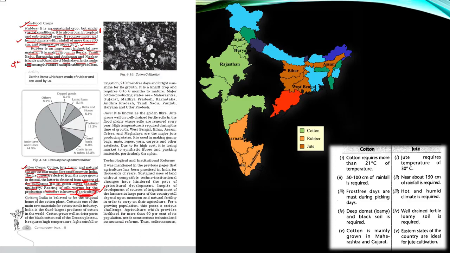So the first one is cotton. India is believed to be the original home of the cotton plant. Cotton is one of the main raw materials for the cotton textile industry. In 2014, India was the second largest producer of cotton after China.